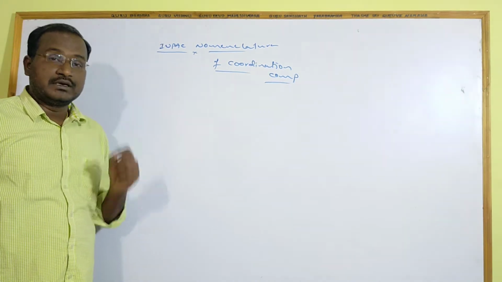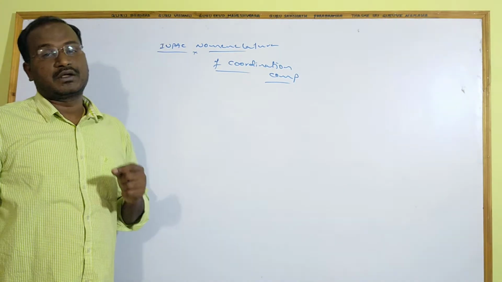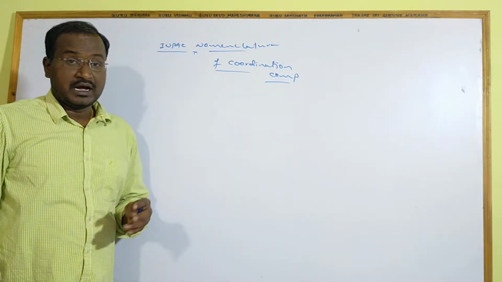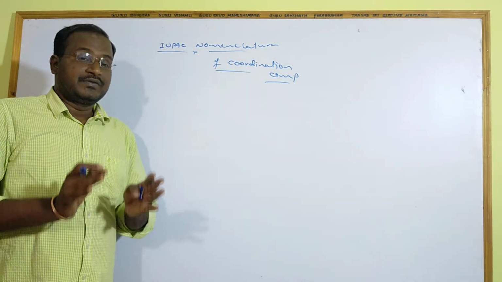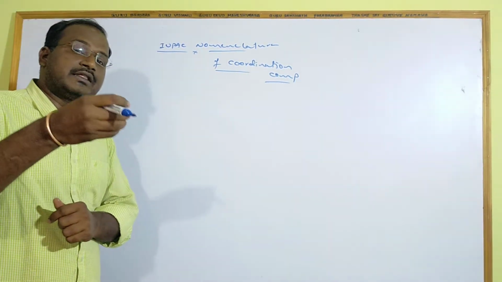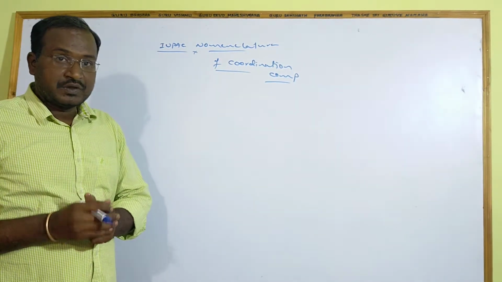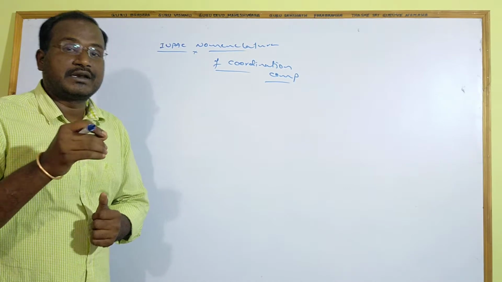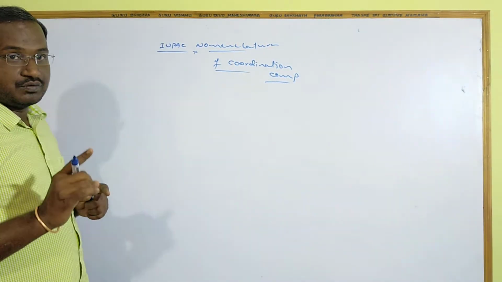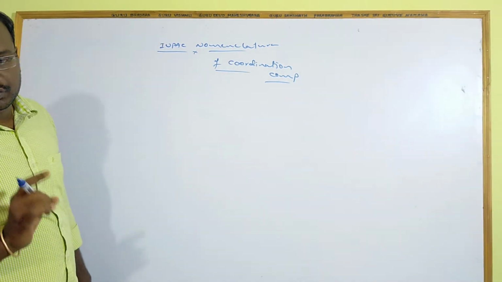So here we will discuss the rules to write the name of a coordination compound and some examples. How are the examples? First, I will take the structure, and you write the name for it. Then I will take the name, and you write the structure for it. So, the topic is IUPAC nomenclature of coordination compounds.